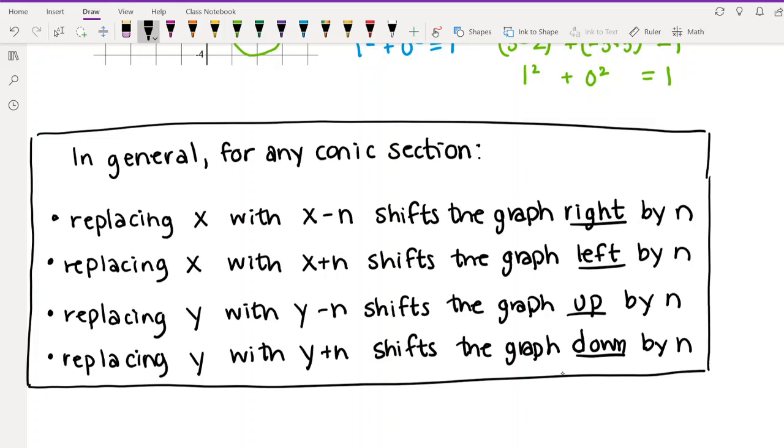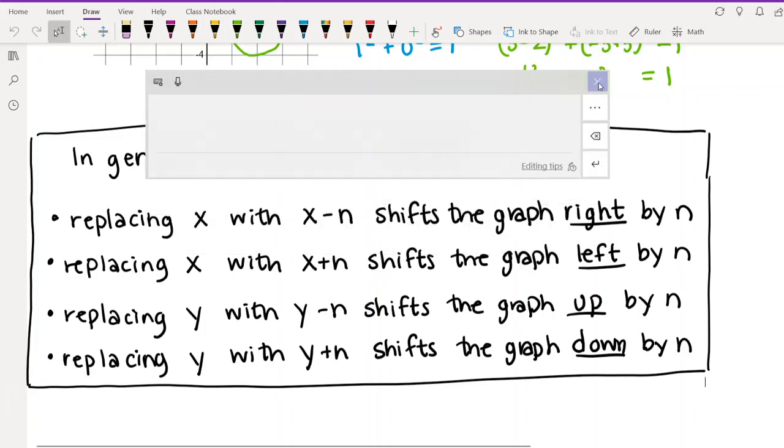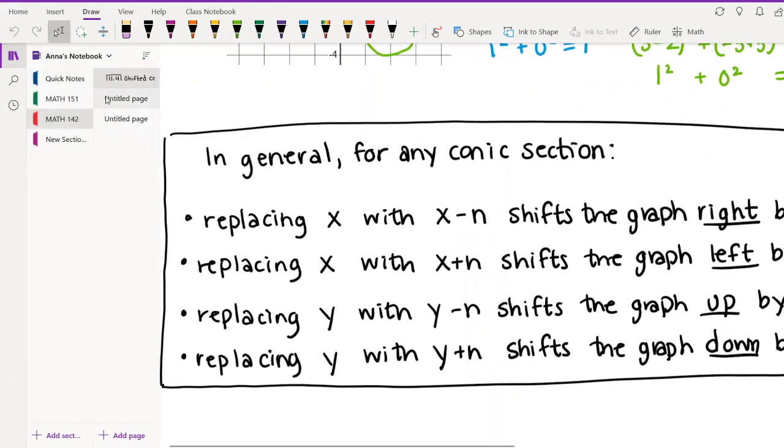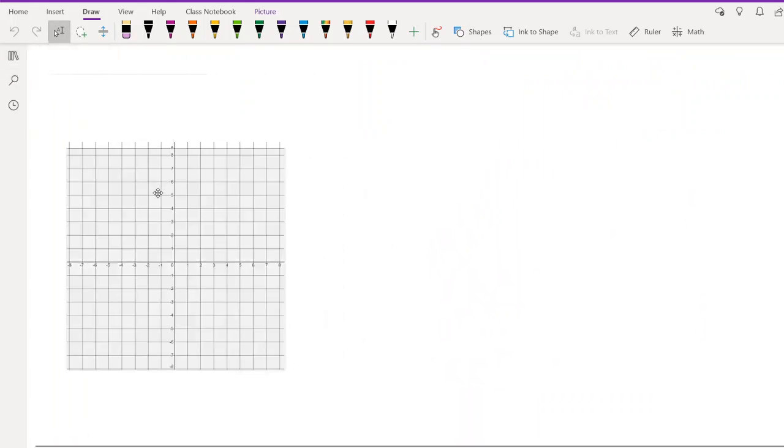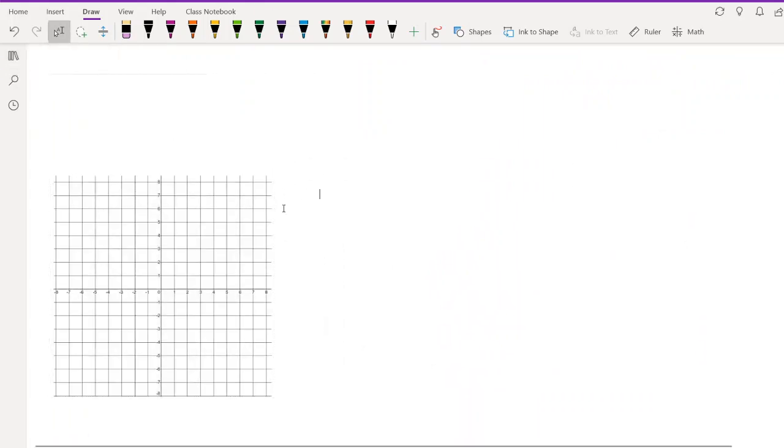Okay. For the rest of this video, we're going to do some different examples of graphing different conic sections. I'm not going to say, let's graph this ellipse or let's graph this hyperbola. Part of the point is to figure out what conic section we're graphing, and then make sense of the equation and the shift and put all that information together.